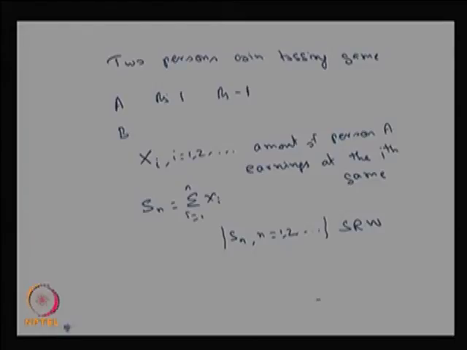If you see the sample path of Sn, first I can look at the sample path of each Xi. Each Xi can take the value 1 or minus 1. Therefore, if X1 takes the value 1, it is 1. If X2 takes the value minus 1, it is like this. If X3 takes the value minus 1, then it is here. If X4 takes the value 1, then it is like this. So, this is a sample path of Xi over i.